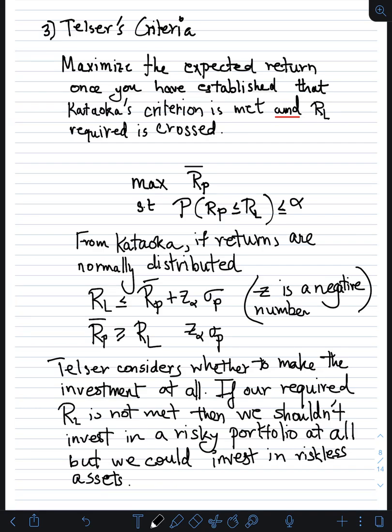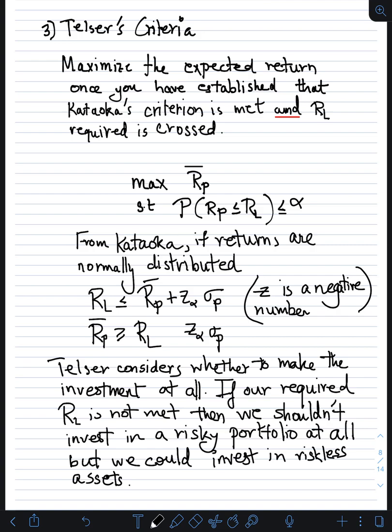This is the video describing Telser's criteria for a safety first rule. So basically, what does Telser's criteria do? It combines the rules of both Roy and Kataoka and creates a rule based on a combination of those factors.